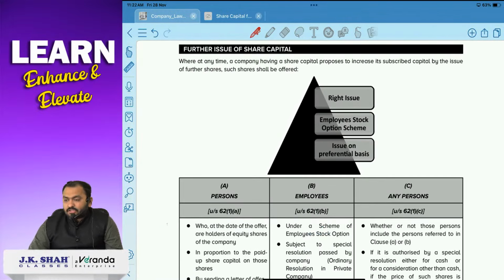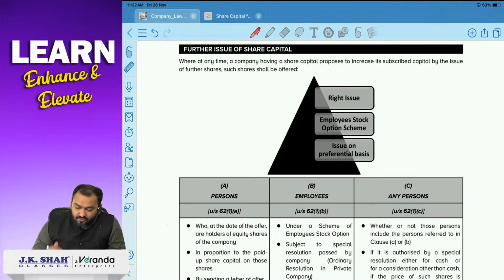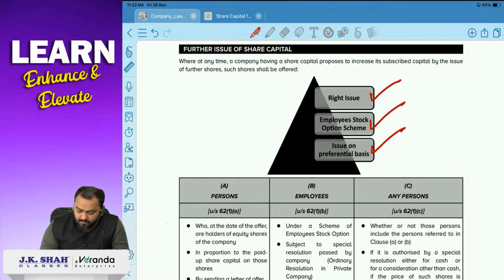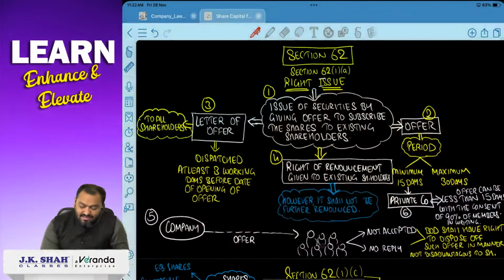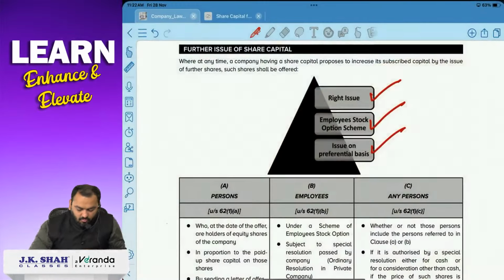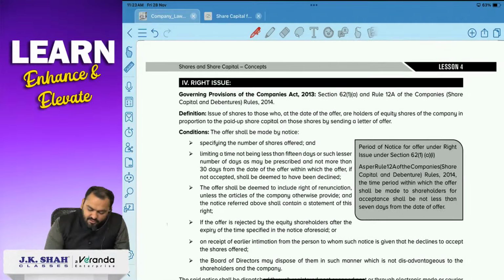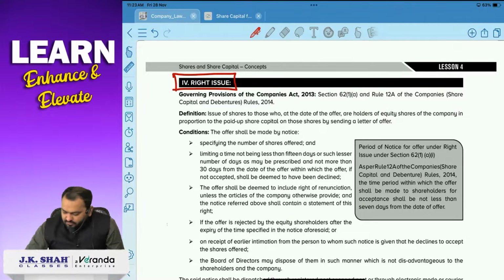Section number 62. In this you are going to study 3 things. One is rights issue, then ESOPs, and preferential basis allotment, preferential allotment. Okay, 3 things you are going to understand in this. Ready? Can we start one by one? So first we are going to do the first one, that is rights issue. Rights issue of shares. In your module, can you see this rights issue? The first one is rights issue. Let's go.